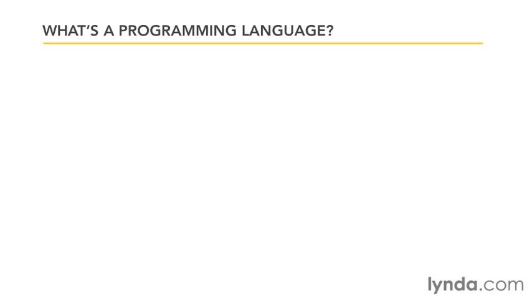Visual Basic for Applications, the language you use to program Access, is an object-oriented programming language. In this movie, I will introduce object-oriented programming as a concept before moving on to the specifics of Access VBA in subsequent movies.